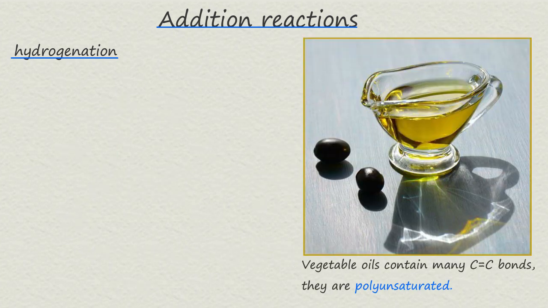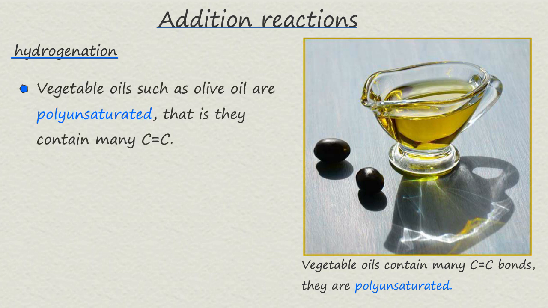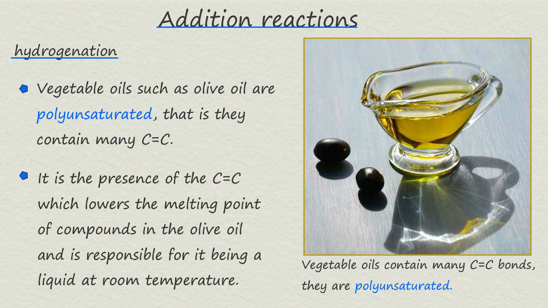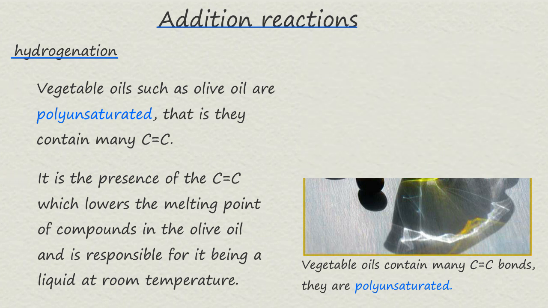Now one of the uses of this reaction is to harden vegetable oils. Oils such as olive oil are unsaturated molecules and they can contain lots of carbon-carbon double covalent bonds. It is the presence of these carbon-carbon double bonds which is largely responsible for lowering the melting point of these compounds, and it is the reason why oil is a liquid at room temperature.